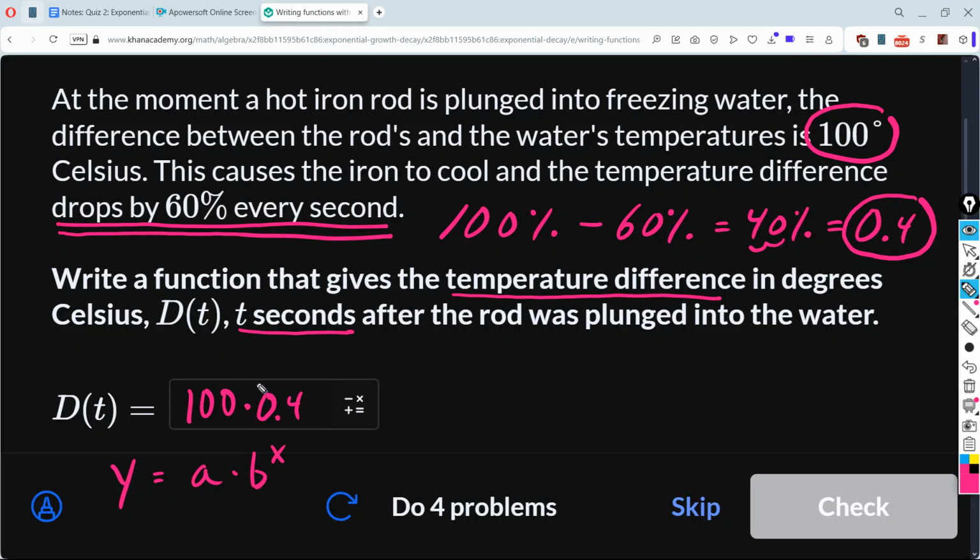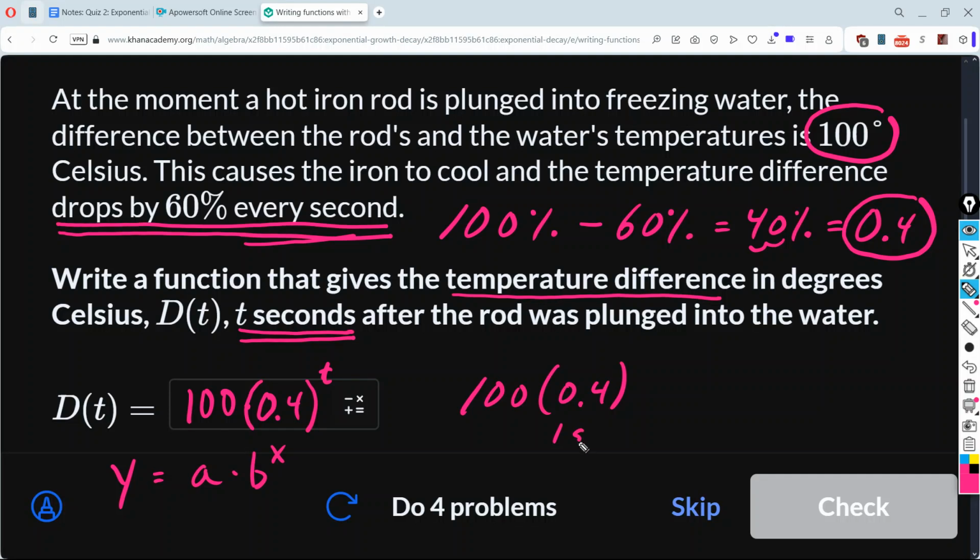Okay, if you don't like the dot, you can use parentheses. Either one works. Because you multiply by 0.4 to remove 60% every second. Okay, and t is the number of seconds, so t is going to be the exponent. And why is that? Because every time a second goes by, this exponent increases and you multiply by 0.4. You start with 100 and you multiply by 0.4.